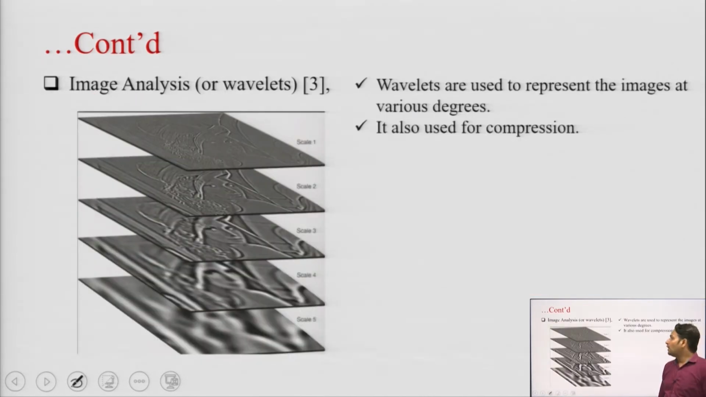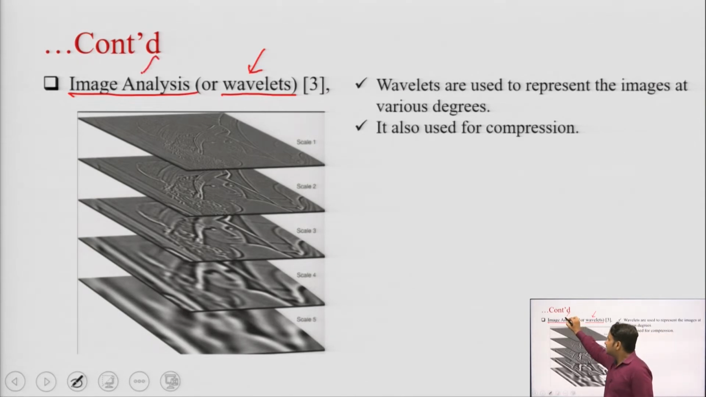Now, if we talk about another fundamental step of digital image processing, that is called image analysis, and in another word you can also observe that it is called wavelets. So, using the wavelet transform, that transform is also there. So, we will also talk about the wavelet transform. Image analysis is one of the very important analyses related to digital image.